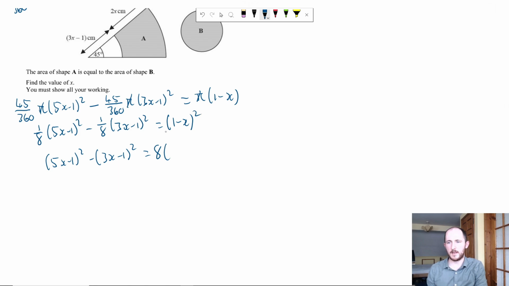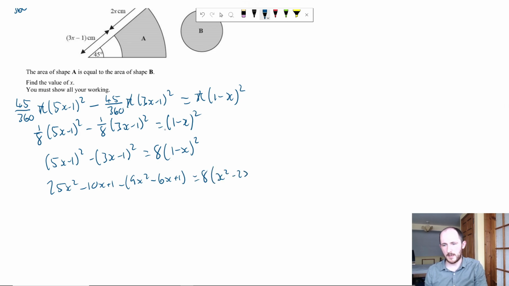And then obviously this is squared, by the way. I neglected to write that. So let's get to it. So 5x, let's expand it. 5x times 5x is 25x squared. Minus 5x minus 5x is minus 10x. Plus 1. Minus 9x squared. Minus 3x minus 3x is minus 6x. Plus 1. Equals 8 times x squared minus 2x plus 1. Okay. Expand the brackets and simplify.